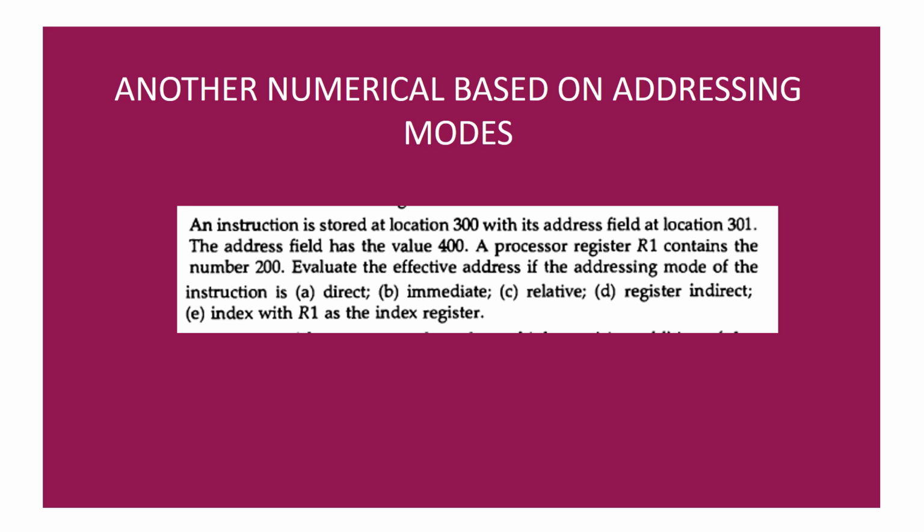Another numerical based on addressing mode. An instruction is stored at location 300 with its address field at location 301. The address field has a value of 400. A processor register R1 contains the number 200. Evaluate the effective address if the addressing mode of the instruction is direct, immediate, relative, register indirect, and indexed with R1 as the index register.